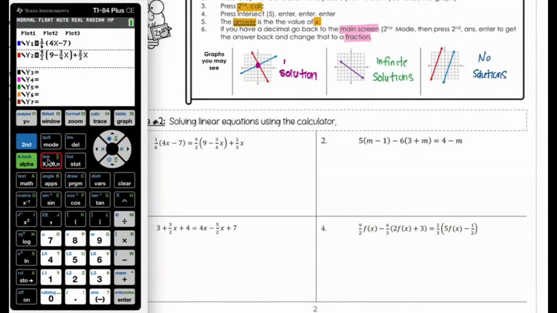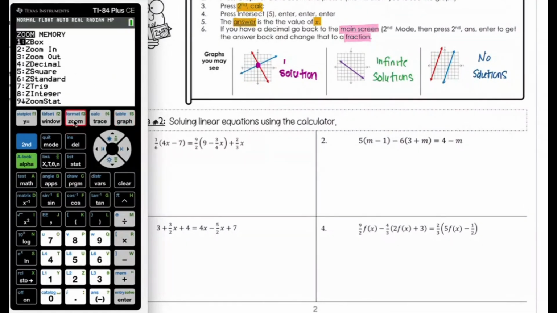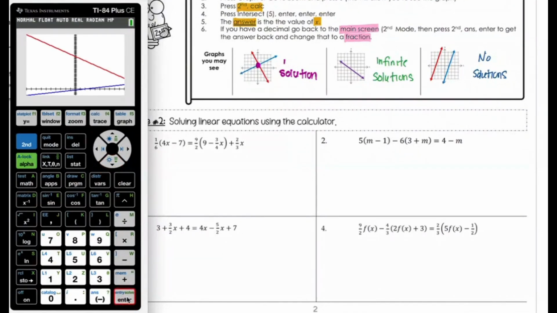Now, the next step, it says to press graph. So I'm going to see what I see if I press graph. Now here, as you can see on the calculator, when I press graph on this 10 by 10 grid, I only see one line. But is there a solution? Let me press zoom. And what I want to do is zoom fit. So go all the way down to 0 or 10. Press enter. And now you will see the other line.